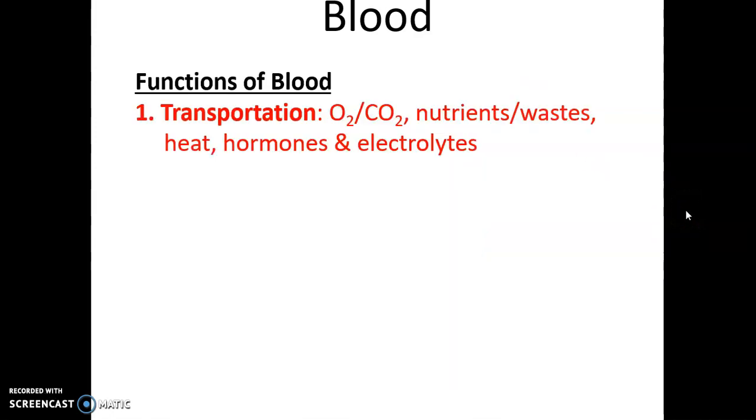Functions of the blood include transportation. As mentioned already, it carries oxygen to the cells, it carries carbon dioxide away from the cells, it carries nutrients to the cells and wastes away from the cells. It carries heat, that's right, it moves heat around the body, and it also moves things like hormones and electrolytes and, well, a lot of other materials that are found in the blood.